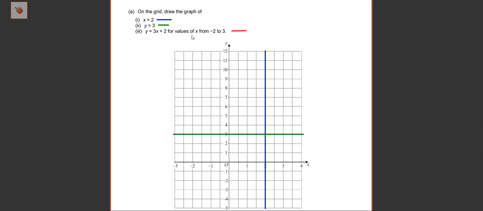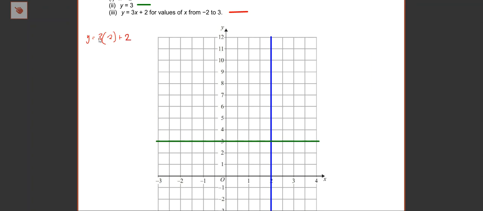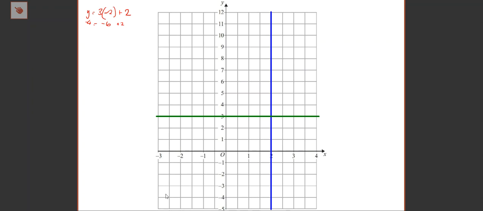In the same way, I could just do, like I did before, y equals 3 lots of minus 2 plus 2. So 3 times minus 2 is minus 6, plus 2. Well, that's minus 4. So I know I've got the point minus 2, minus 4. So I've got a point there. Now I could do that and keep going.